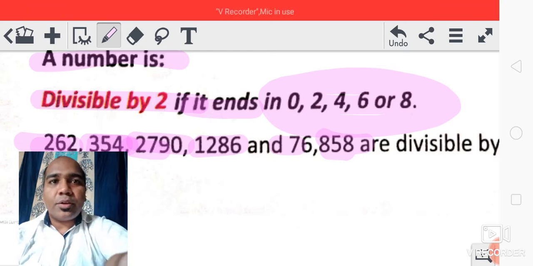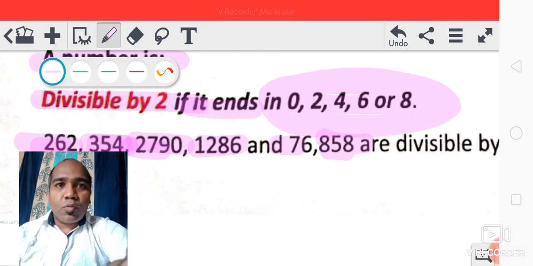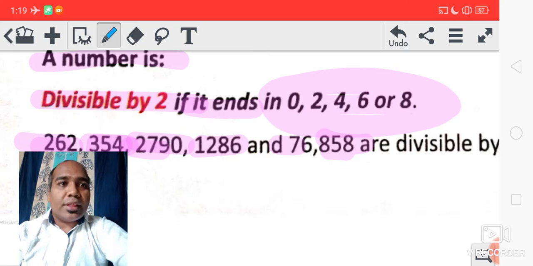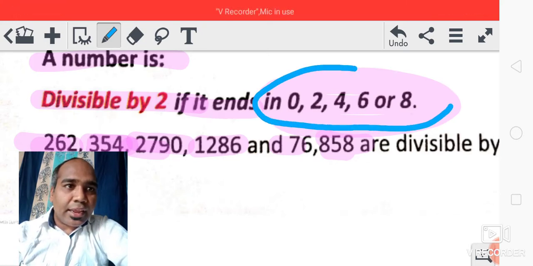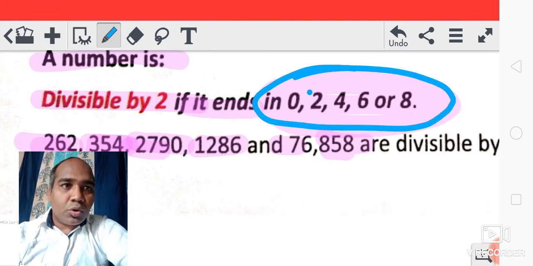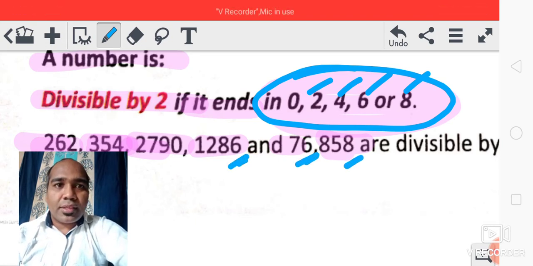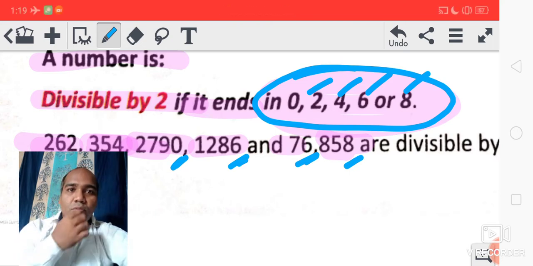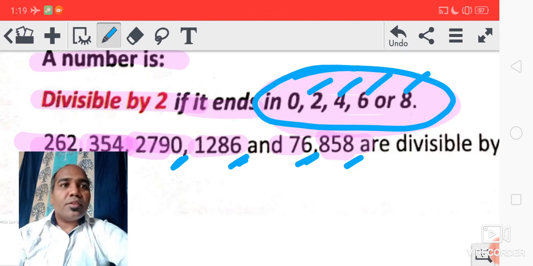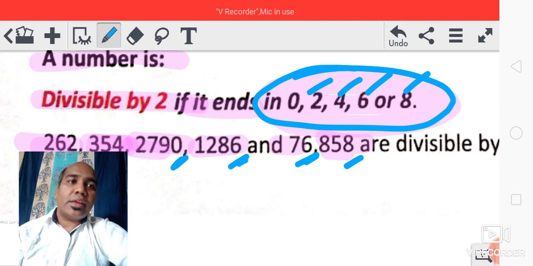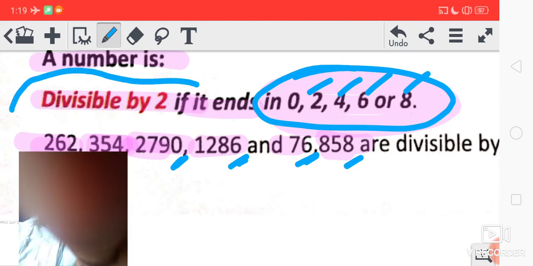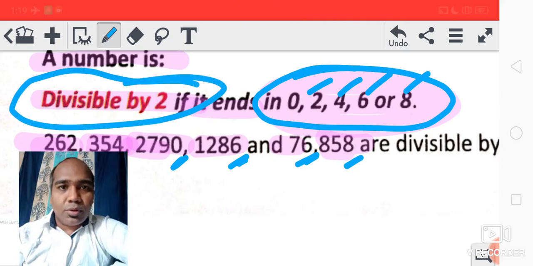Why are all divisible by 2? Because what is the rule? This is the rule, that any number ending with 0, 2, 4, 6 or 8. You can see all the numbers are ending with these. This number is ending with 8. This number is ending with 6. This number 6. Then this number 0. So all are ending with 0, 2, 4, 6 or 8. So all will be divisible by 2. This is the rule.